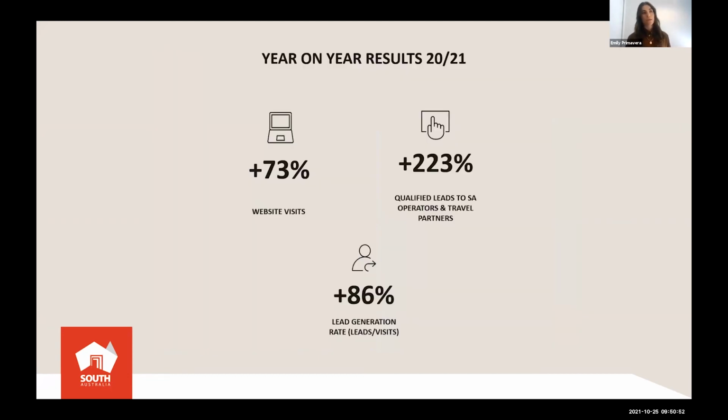And so through all of this, we've seen that our website visits have increased in the last financial year by over 73%. And if you think back to Gina talking about how leads then correlate with visitation and tourism expenditure, we've seen an over 220% increase in actual leads to tourism businesses and travel partners like airlines. And again, with all of this on-site activity and personalization activity, we increased our lead generation rate by 86%.